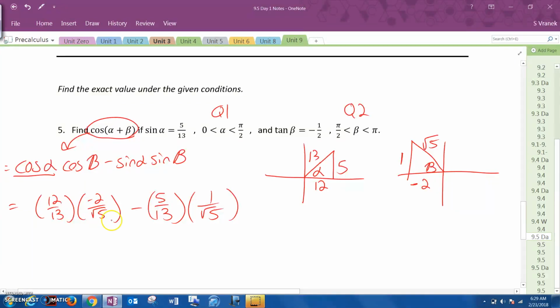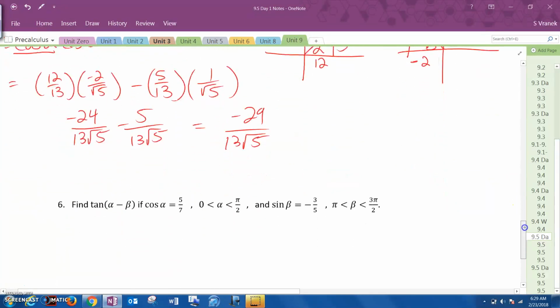Alright, now we can just simplify this. This is negative 24 over 13 root 5 minus 5 over 13 root 5. So since they have the common denominator, you can subtract those. You get negative 29 over 13 root 5. Alright, so that is that one.